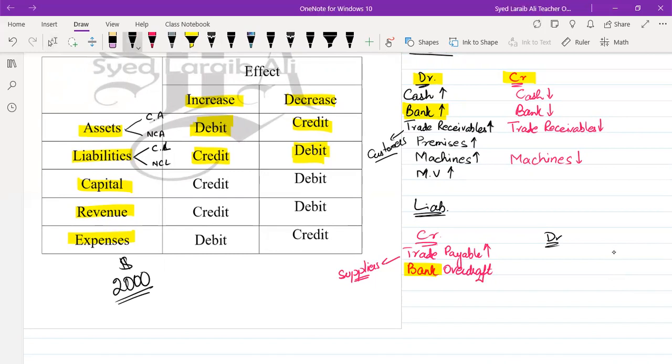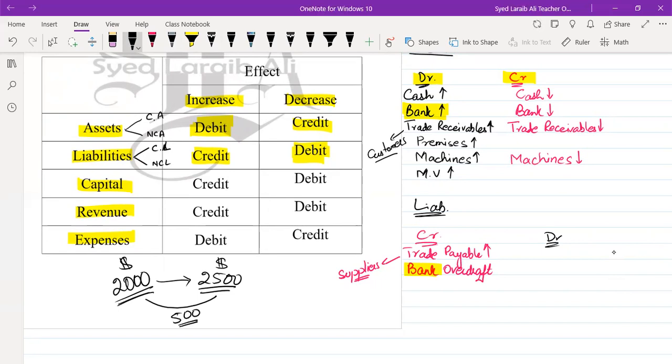But sometimes the business takes a short-term loan. Short-term loan means you have to pay within 1 year. So a business takes short-term loan from the bank. And why is it so? For example, if you have $2,000 in your bank, but you have to pay immediately $2,500. So what will you do? You request the bank to give you $500 loan.